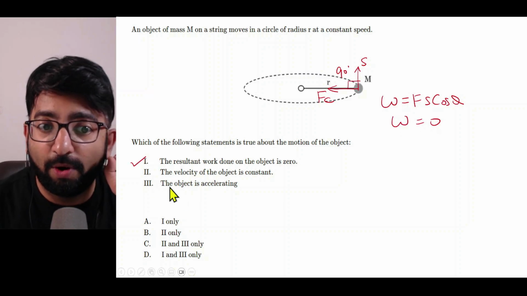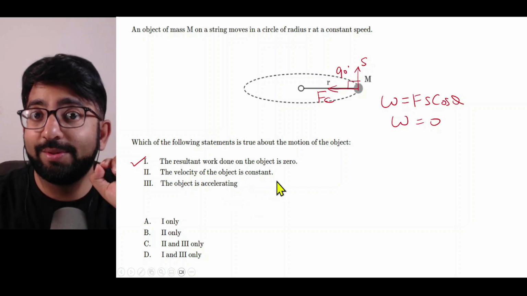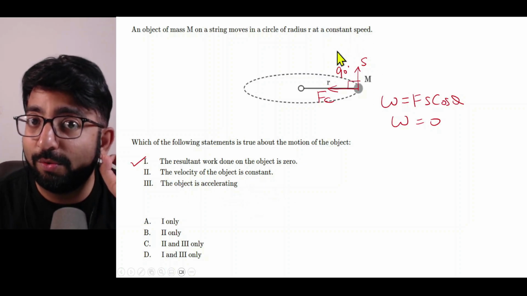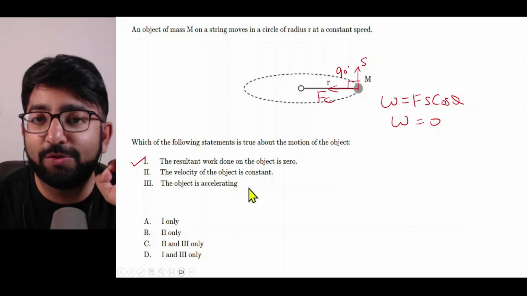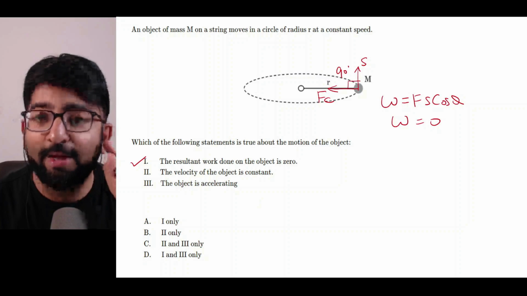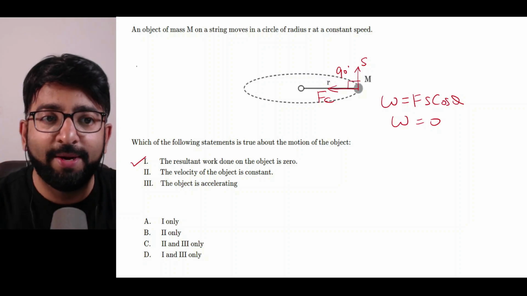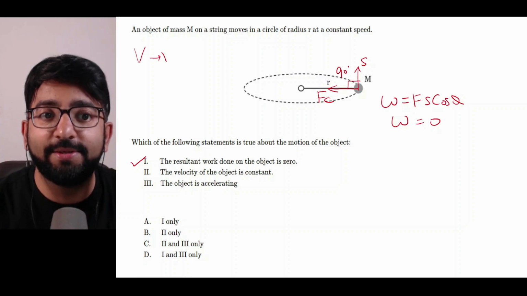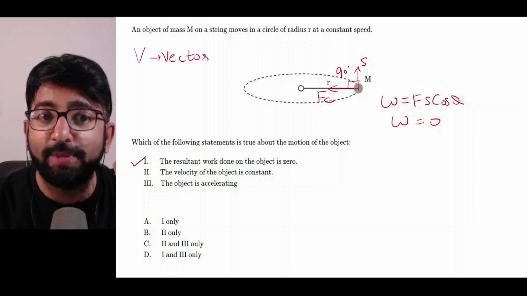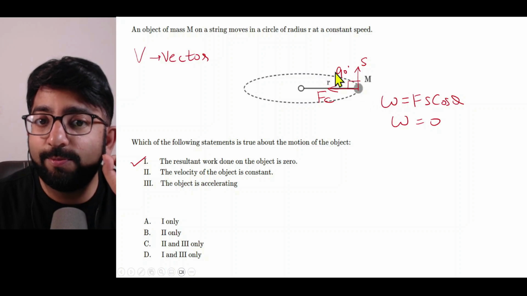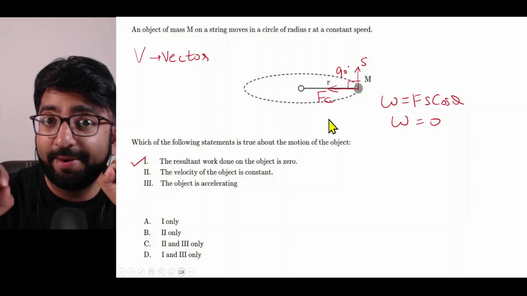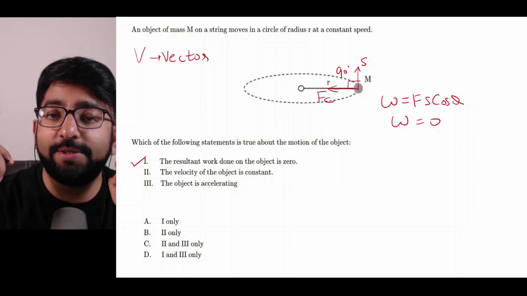Second, the velocity of the object is constant. Now this is wrong. Although the question is saying that the speed is constant, velocity is not constant. And why is that? Because velocity, if you remember, is not a scalar quantity. It is a vector quantity, which means direction is very important for velocity. So when an object is moving in a circular path, the direction of the velocity is constantly changing.